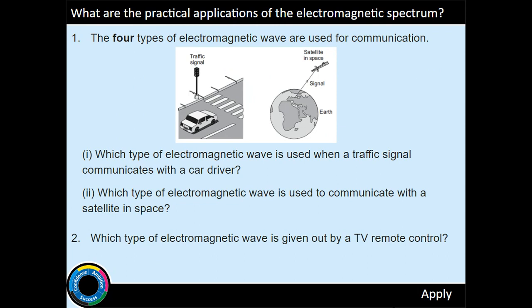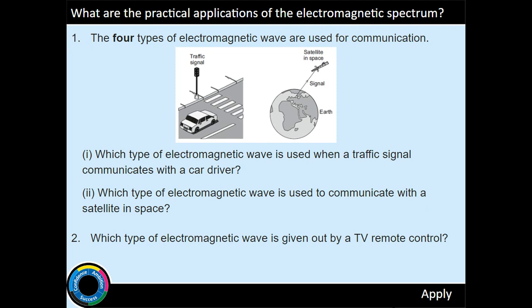All right, the apply question. So there's 3 questions here. So the 4 types of electromagnetic spectrum are used for communication. Okay, so between radio waves, microwaves, infrared, visible light, ultraviolet, X-ray, and gamma waves, 4 of them are used in communication. And it's the 4 that are non-ionizing. It's the ones that aren't going to cause us any issues.